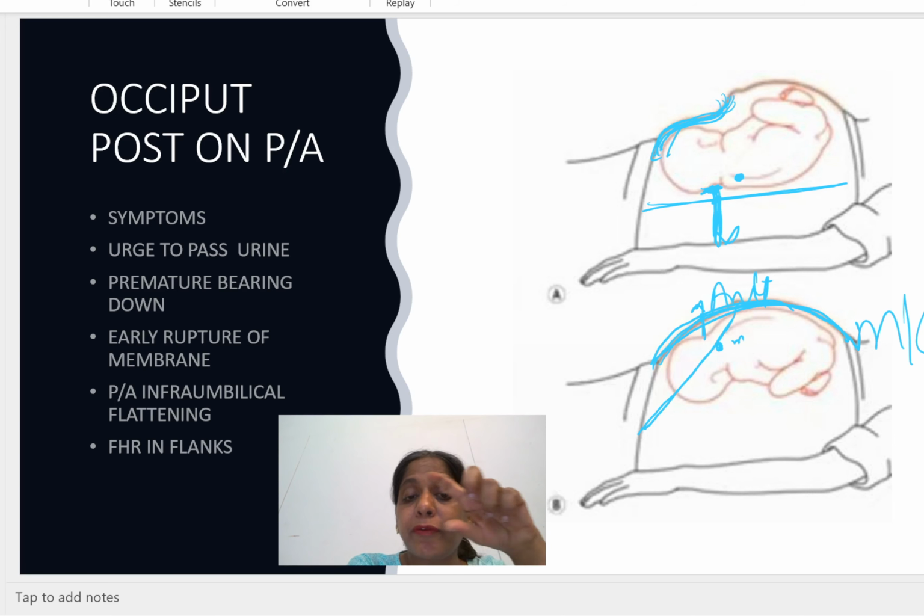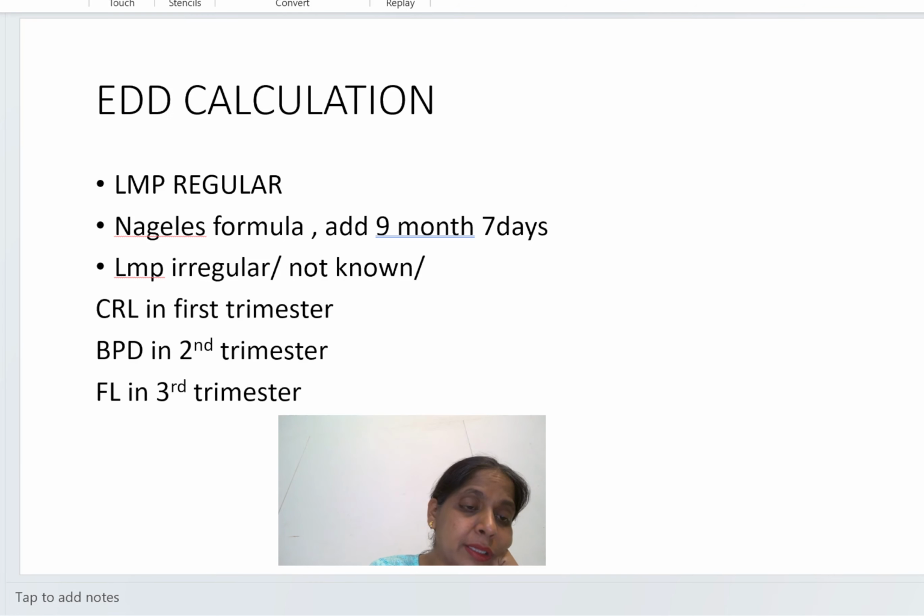And what are the symptoms of occipito-posterior? There is premature bearing down, urge to pass urine, and early rupture of the membranes. I suffered from all these 3 symptoms. I started bearing down at 5 centimeters itself. In spite of knowing the hazards of premature bearing down, that there can be vaginal prolapse, I was bearing down because it was not in my hand. I had occipito-posterior positioning of my baby. Okay, so let's study the last question.